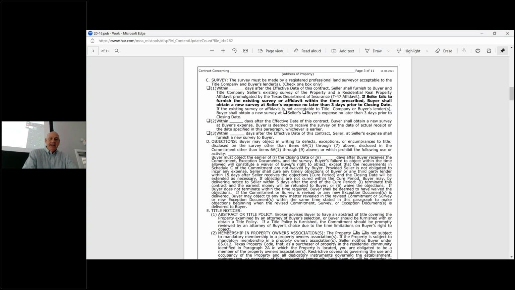2, within blank days after the effective date of the contract, buyer shall obtain a new survey at buyer's expense. So the buyer's getting it. Buyer is deemed to receive the survey on the date of actual receipt. 3, within blank days after the effective date, seller shall provide a new survey. Okay, so there we go. Seller's providing existing with an affidavit. Buyer's buying a new one. Seller's buying a new one.